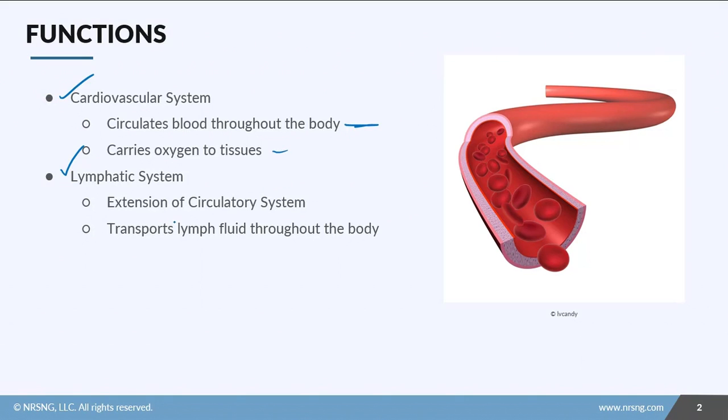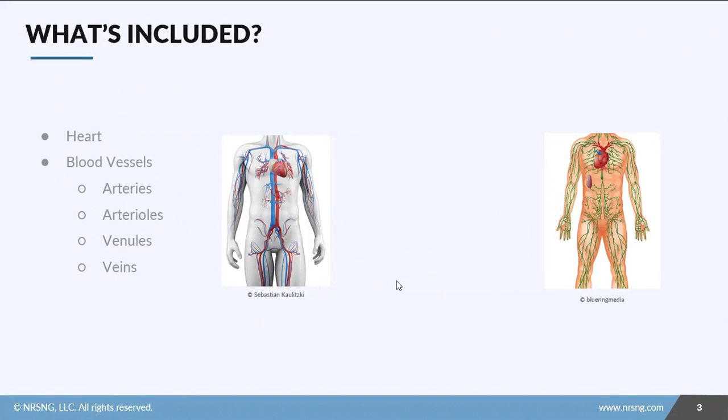Now, the lymphatic system is an extension of the circulatory system, and it's going to transport this stuff called lymph fluid throughout the body. And what lymph is, it's a fluid that contains white blood cells, and it's responsible for helping the immune system to fight off foreign invaders like bacteria or viruses.